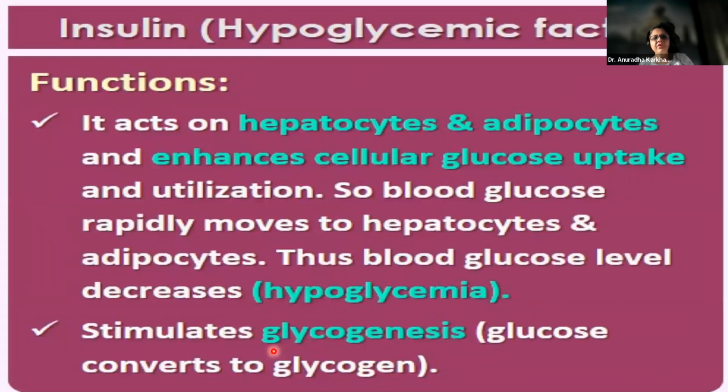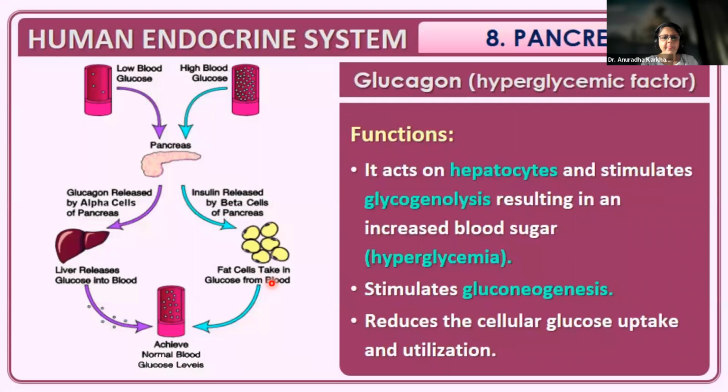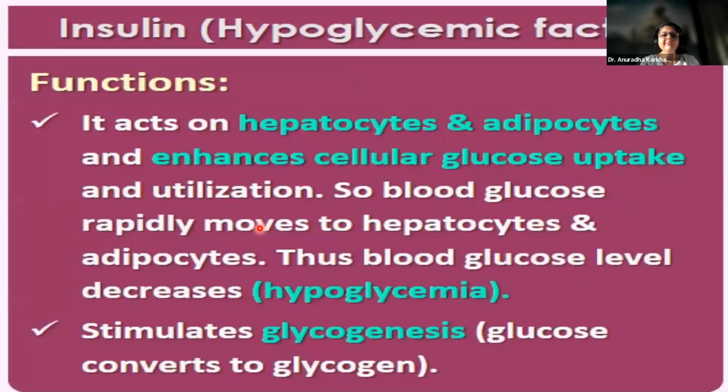What happens in case of insulin? It acts on hepatocytes and adipocytes. So in this diagram you can see that hepatocytes means against the same liver cells, and the adipocytes. ये देखो, adipocytes are fat cells, correct? So it acts on the hepatocytes and adipocytes and enhances cellular glucose uptake and utilization. So they force the glucose from the bloodstream to enter into the cell.